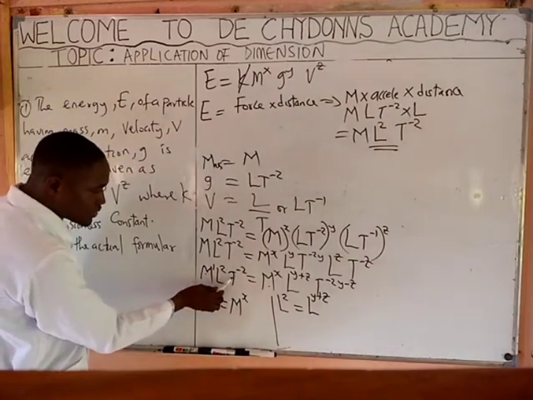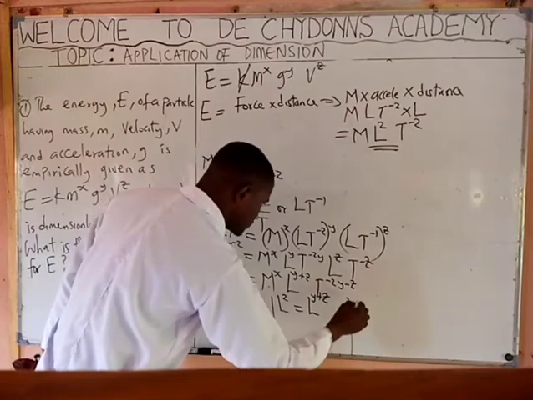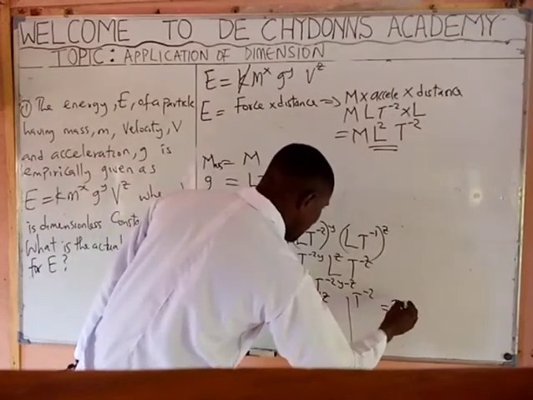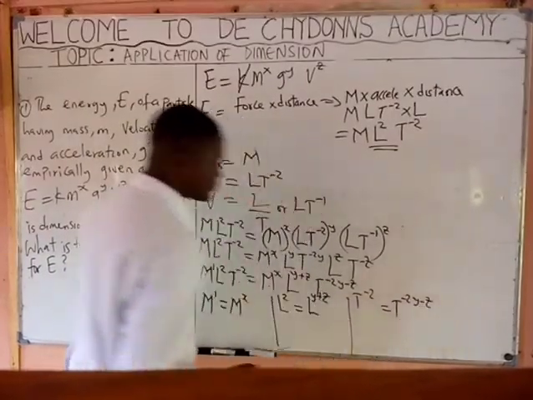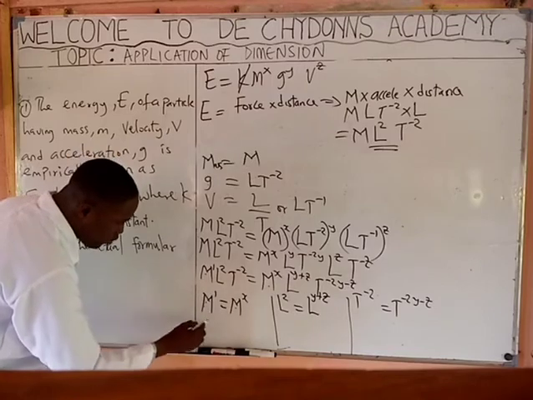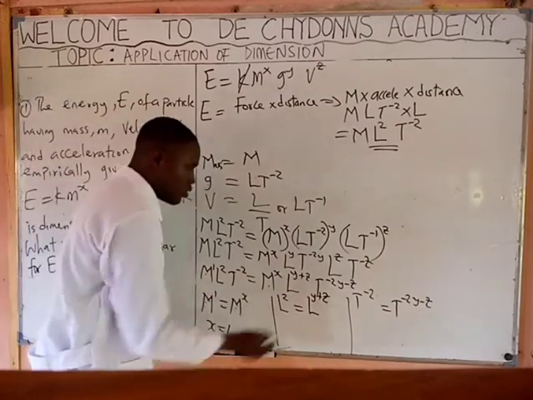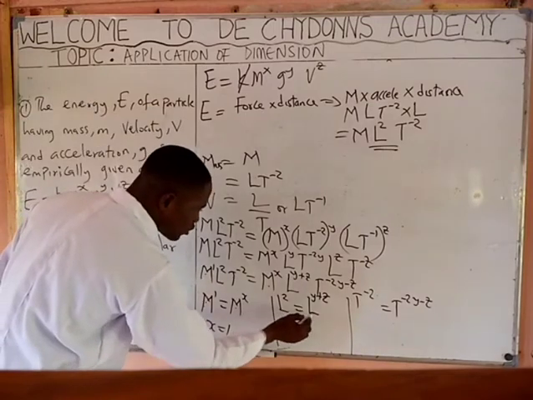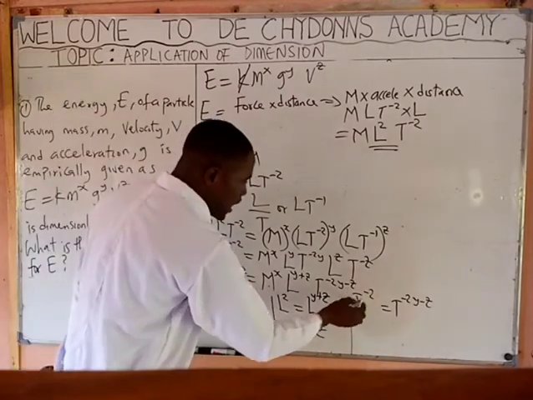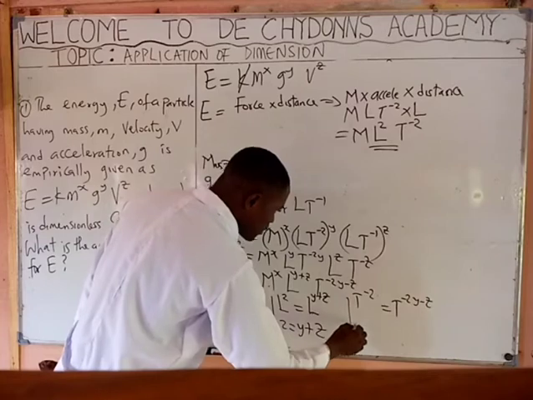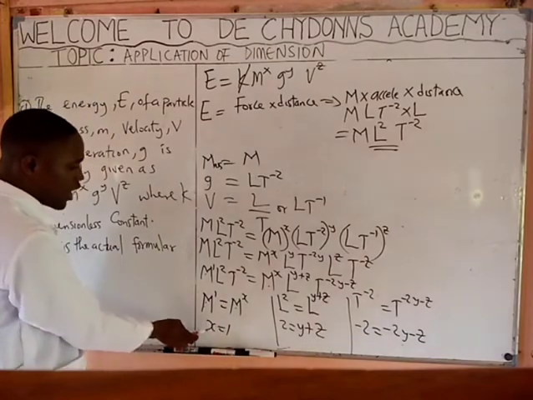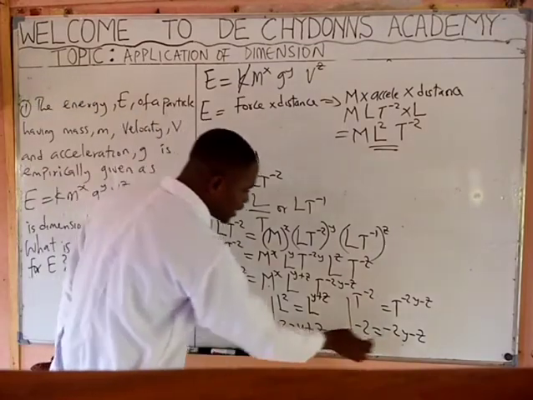Then compare this T and this. We will have T raised power of minus 2 equals T raised power of minus 2y minus z. So here we say since the bases are equal, the powers must be equal, x equals 1. Here we say 2, base equal to base, power must be equal, 2 equals y plus z. Then here, base equal to base, power equal to power, you say minus 2 equals minus 2y minus z.